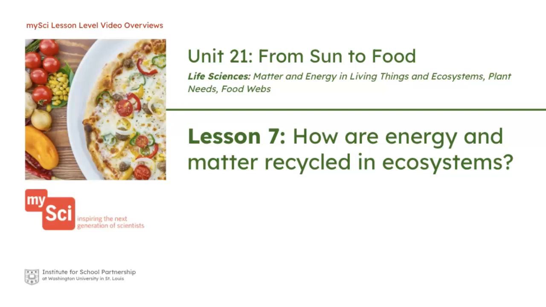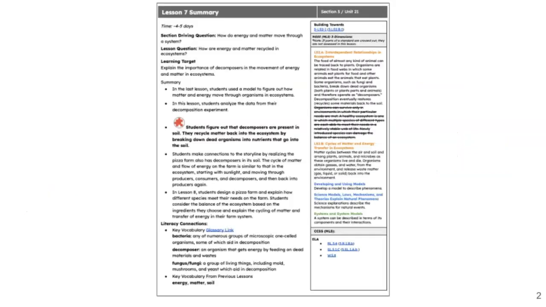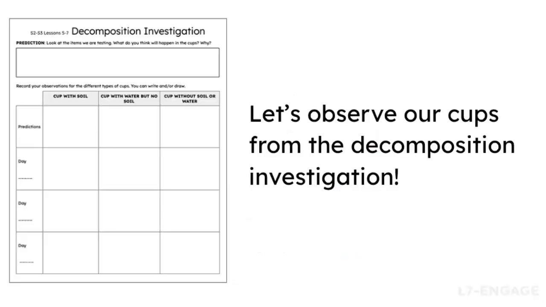The cycle of matter and flow of energy on the farm is similar to that in the ecosystem, starting with sunlight and moving through producers, consumers, and decomposers, and then back into producers again. There are several opportunities for ELA cross-curricular connections throughout the lesson. You can look for specific standard connections in the Unit 21 Teacher Guide. This lesson will take approximately 4 to 5 days to complete.